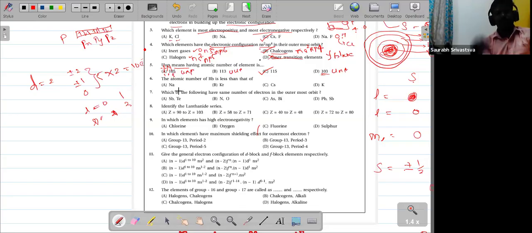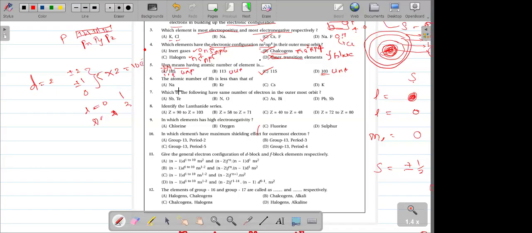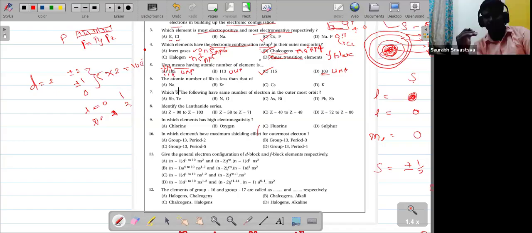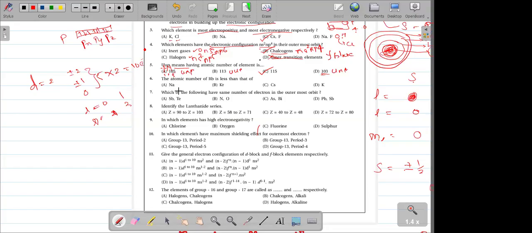So first we should know that number. 0 is nil, 1 is un, 2 is bi, 3 is tri, 4 is quad, 5 is pent, 6 is hex, 7 is sept, 8 is oct, and 9 is enn. So this abbreviation we should know. Then we can do that.